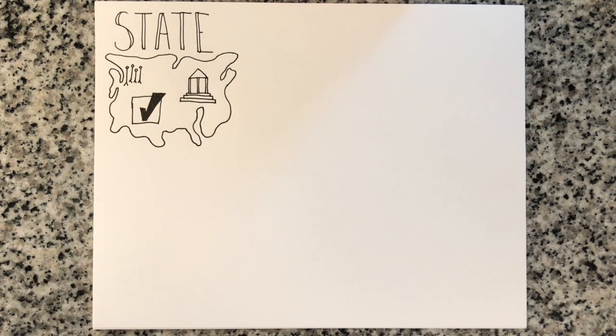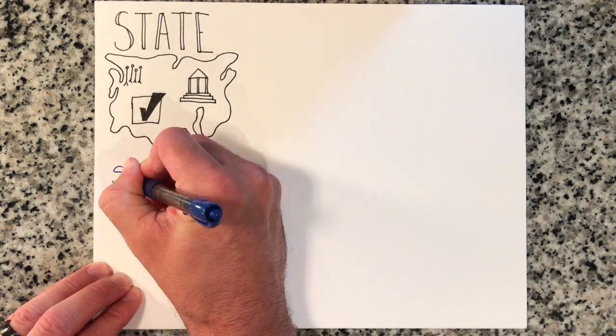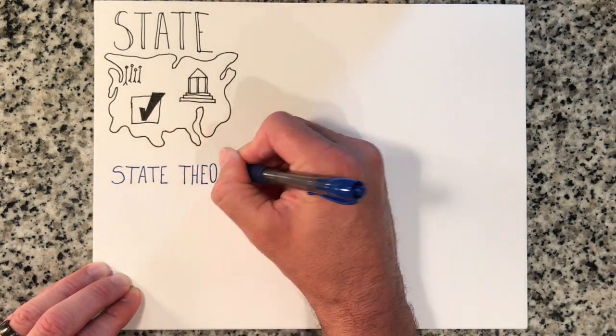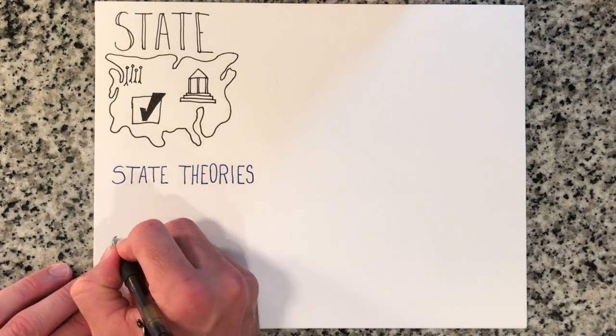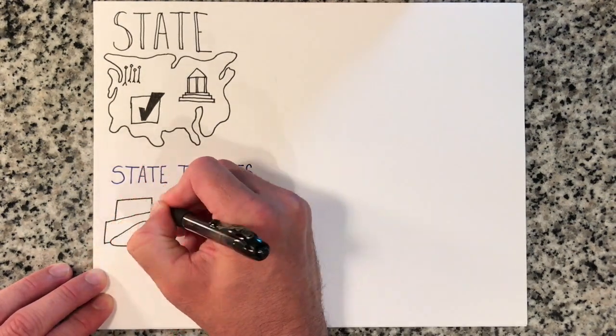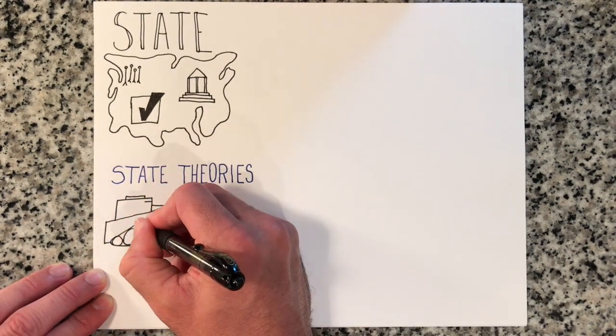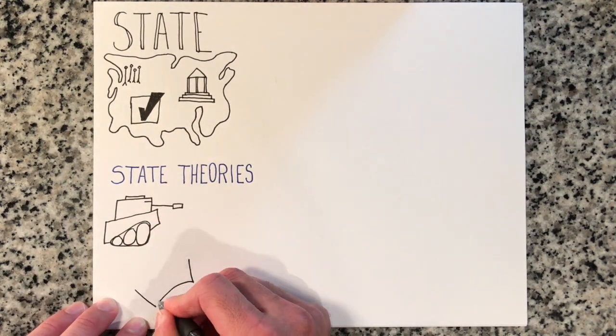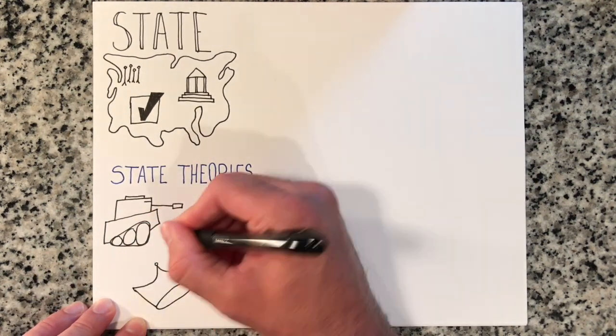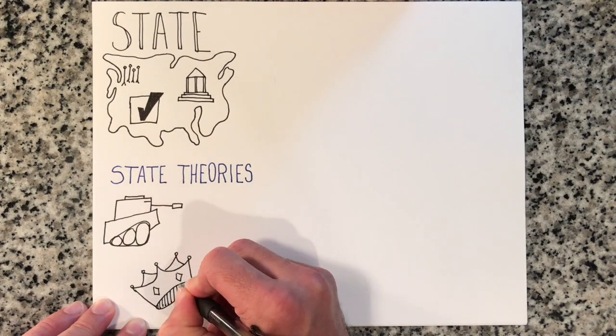Now, how does a state come to be? There are four theories behind this, and we'll touch on each briefly. So the first is the force theory. Just like in the name, a group of people claim power over another group of people by force. The second is divine right theory. This was often in the case in areas with a monarch.